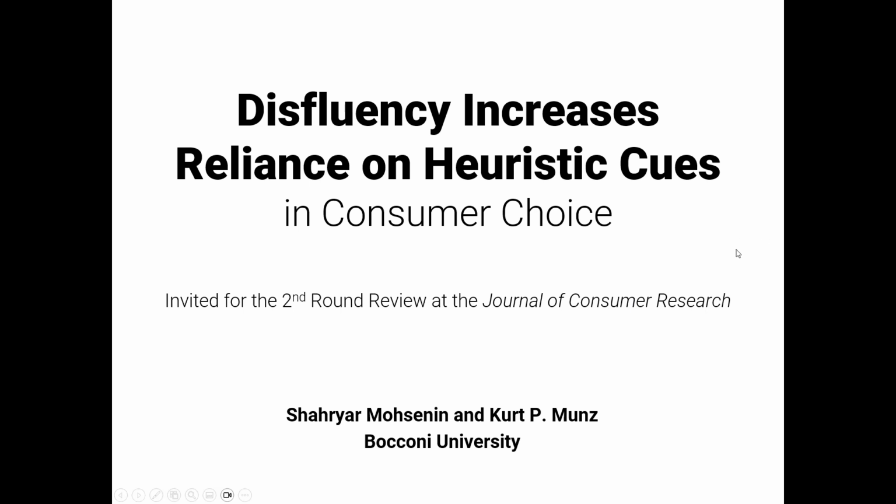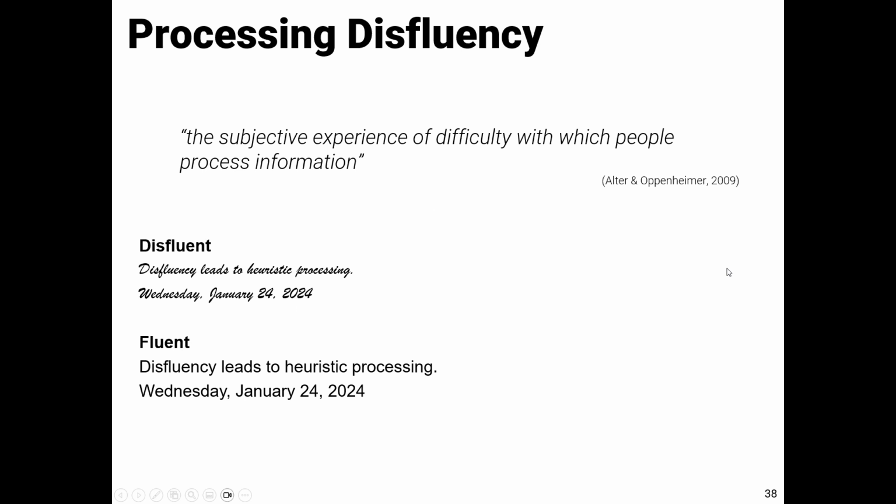First, let me talk a bit about disfluency, one of the main constructs of this project. According to the literature, disfluency has been defined as the subjective experience of difficulty with which people process information. It has long been documented that disfluency has a negative impact on our judgment and evaluation. In this way, scholars have tried different ways to manipulate disfluency. But the most common way of disfluency manipulation is presenting information, as you can see on this screen, in hard to read font versus easy to read font.